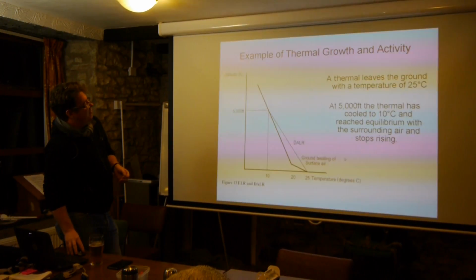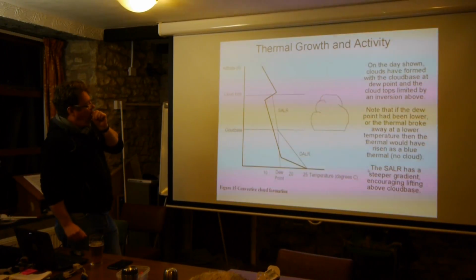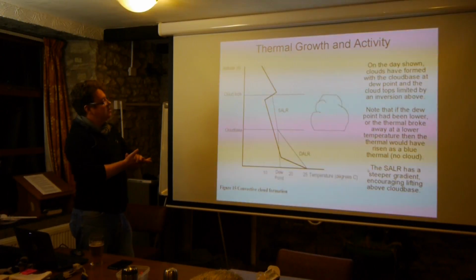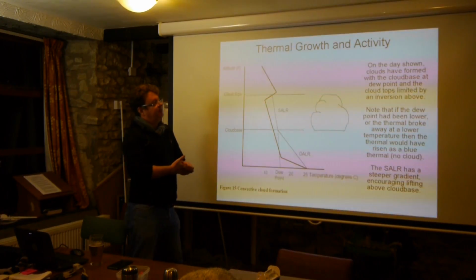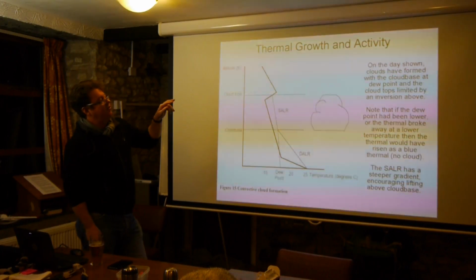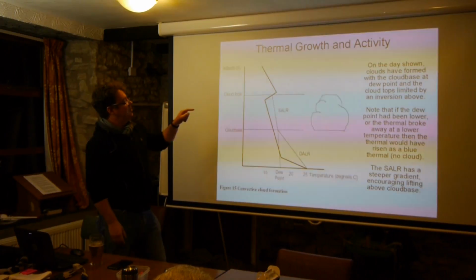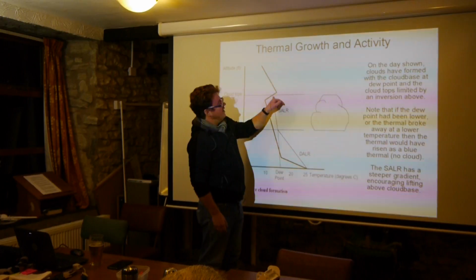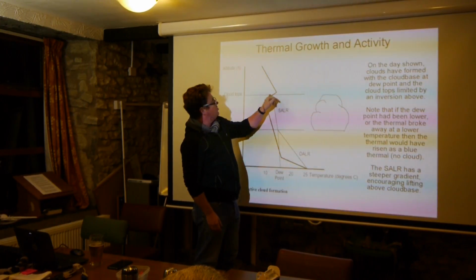If we go and have a look at a more complicated example, here we've actually got thermal growth in the situation where the dew point is met before the thermal stops. So on this day, clouds have formed with the cloud base at the dew point, and the cloud tops are limited basically by an inversion here. So there won't be any thermic development. The thermals will peter out at this point. Convection stops at this level.